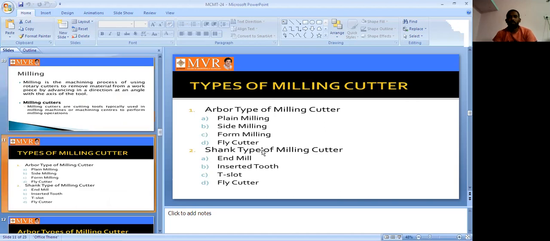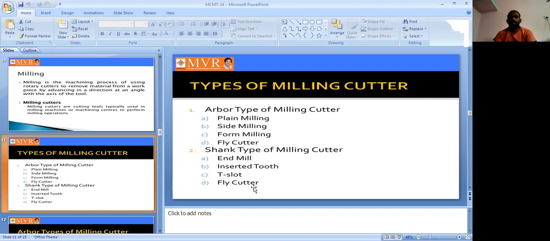Basically we have two types of milling cutters. First one is arbor type milling cutters. Second one is shank type milling cutters. In arbor type milling cutters, we have four classifications: plain milling, side milling, form milling, and fly cutters. In shank type milling cutters, again we have four classifications: end mill, inserted tooth, T-slot, and fly cutters. So these are the types of milling cutters.